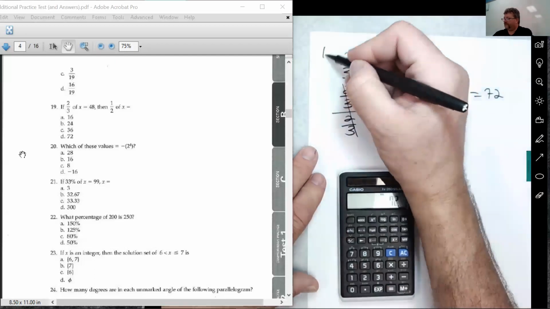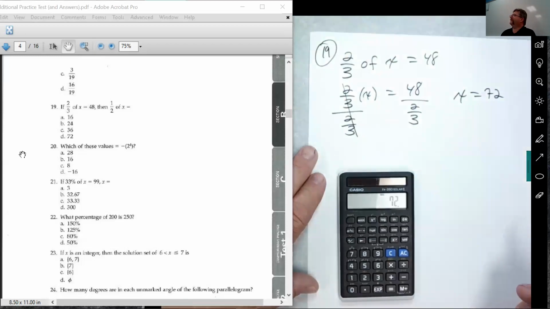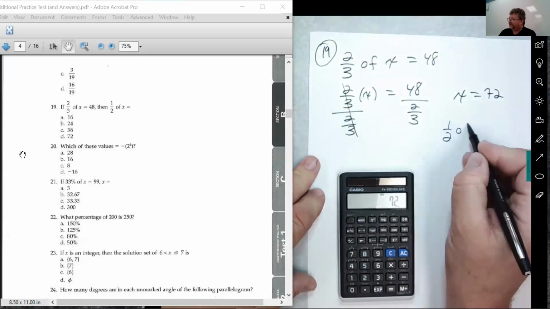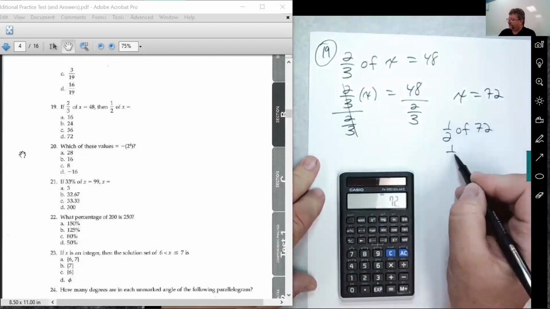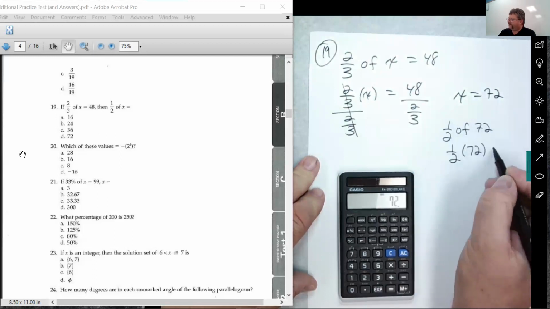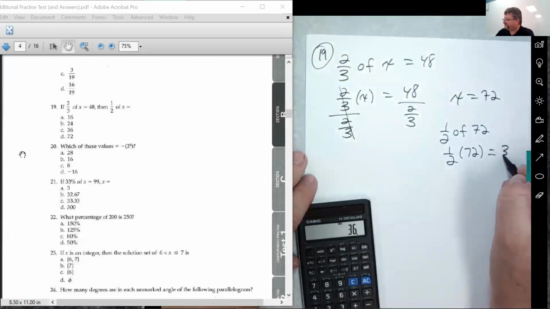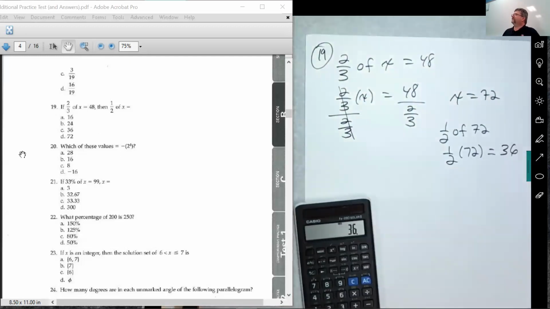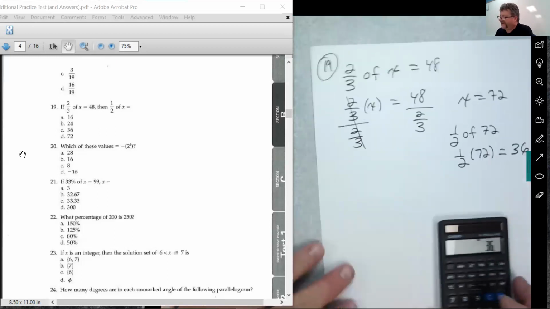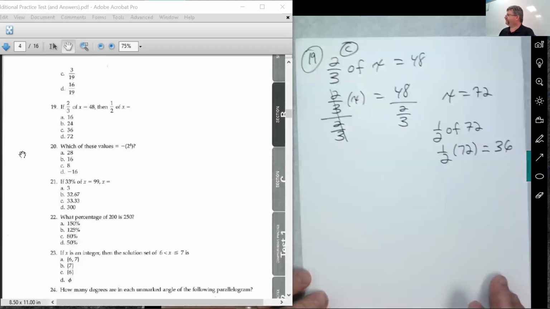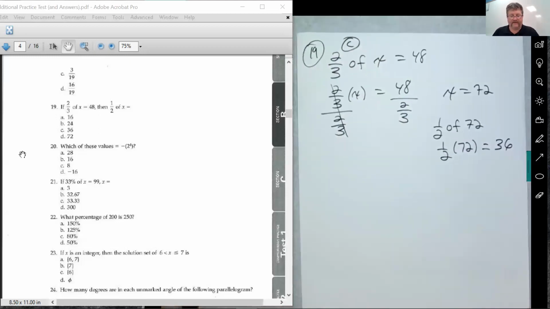This is number 19, by the way. The question said if 2/3 of x is 48, then what is 1/2 of x? So I need to find 1/2 of 72, which of course means 1/2 times 72, or 72 divided by 2. I've got to cut it in half. So 36. So if we check out our choices there, choice C is 36. All right, for number 19.